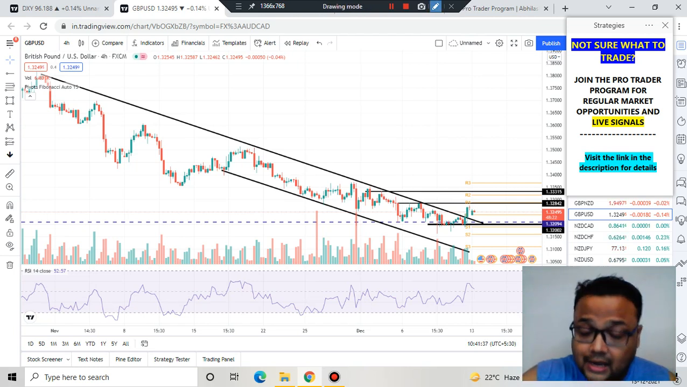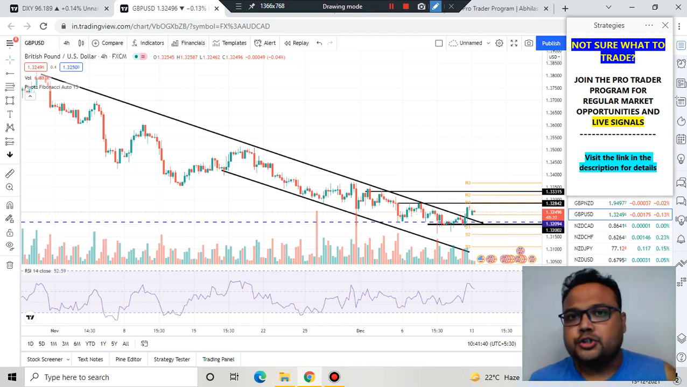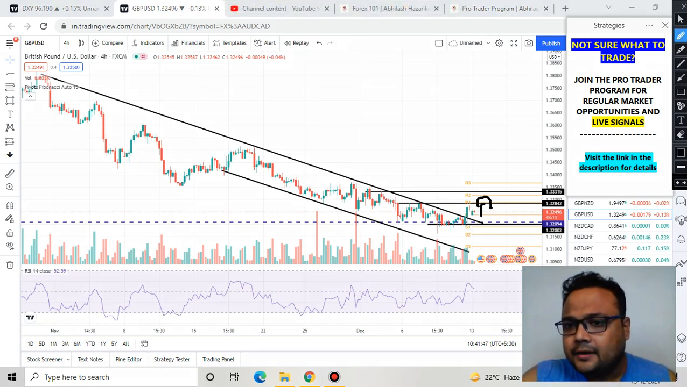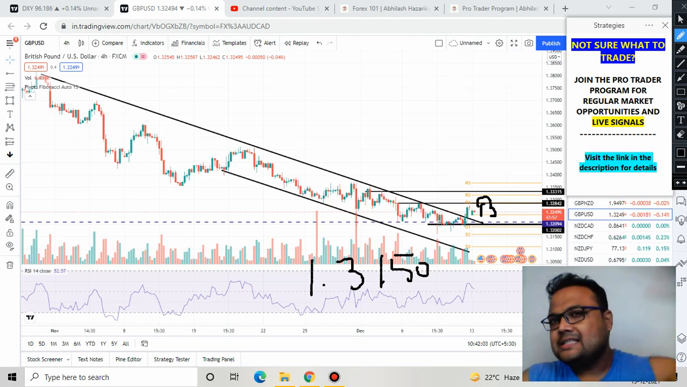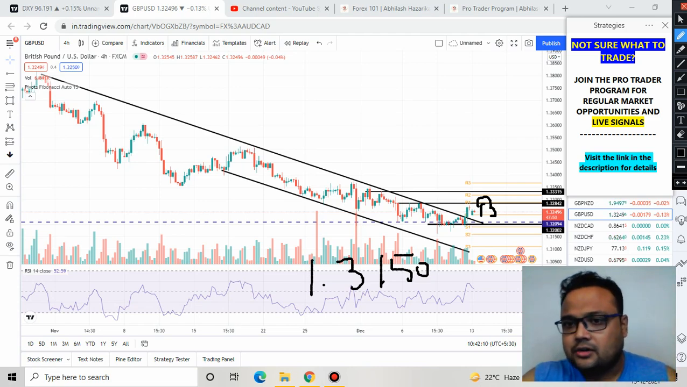If you are looking for a long-term opportunity, if you want to take a positional trade, then yes, you can take a buy here, with your stop loss below the 1.3150 level. But keep in mind that this will be a positional trade. It means that your trade will last for 5 days, 6 days, 10 days, 15 days. It may last for many days. But for day trading purposes, I do not see much on the chart right now.